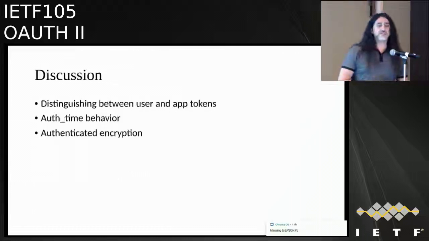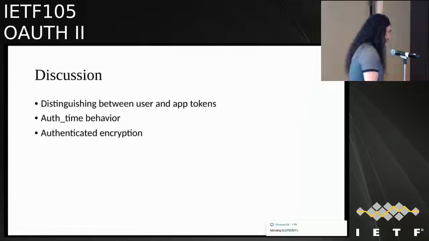Okay, so here is the list of the things that garnered the most interest and the most discussion that didn't end up with a clear conclusion. So I'm hoping we can use this time to come to a conclusion. It basically is the thing about distinguishing between subject types, then some discussion about auth time behavior, and then whether to recommend authenticated encryption or anything that uses symmetric keys for signing or securing the access tokens. So let's look at the first one.